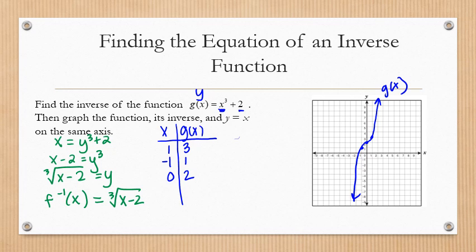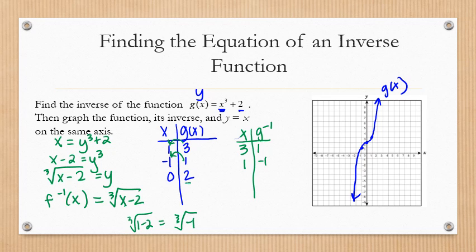And then for our inverse function, what you'll see is if I plug in 3 for x, I should get 1. So let's see what happens. When I substitute 3 in, I get 3 minus 2, which is 1, and the cube root of that is 1. When I substitute in 1 for x, I should get negative 1. So when I substitute in 1, I get the cube root of 1 minus 2, which is the cube root of negative 1, which is negative 1.